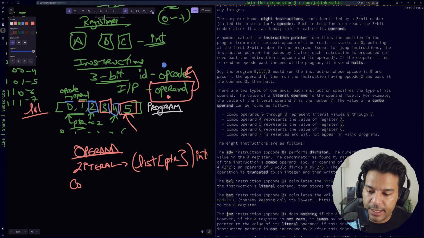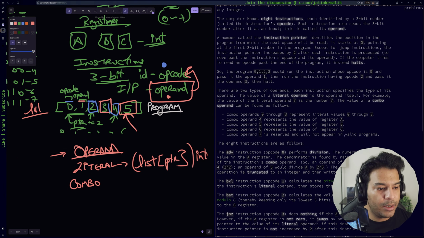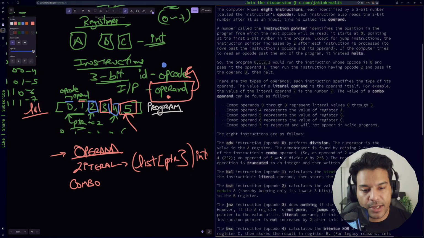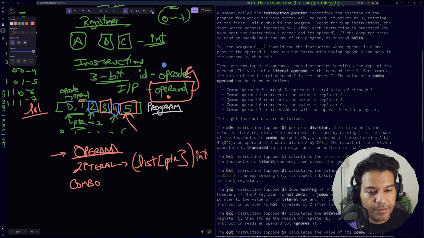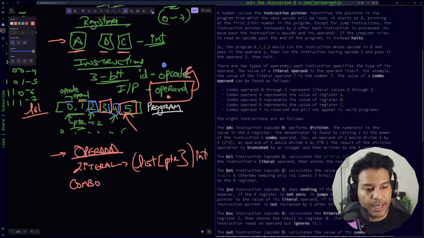But then there is another case where there can be a combo operand. What a combo operand means is that we are given a simple map where it says that if the value is between 0 to 3, it will represent the value 0 to 3. If the value is 4, it represents the value stored in register A. Remember, we have 3 registers here which are storing some value. If it is 5, it represents the value B. If it is 6, it represents the value of register C. And 7 is reserved and will not appear in valid programs.